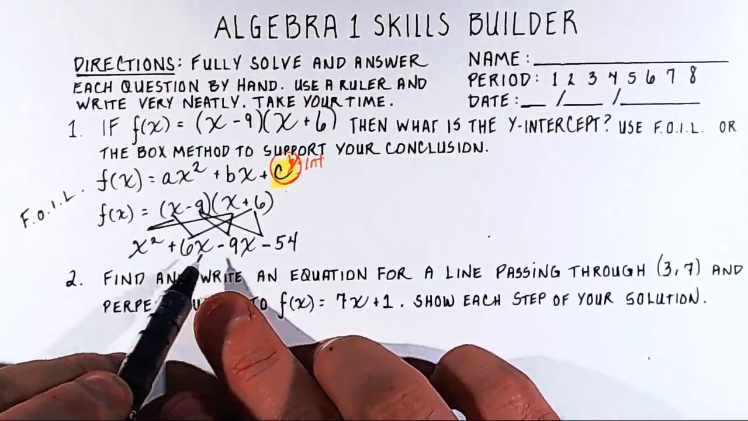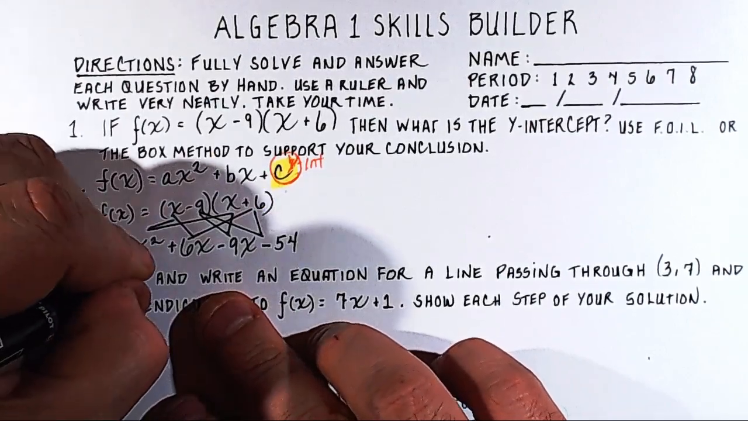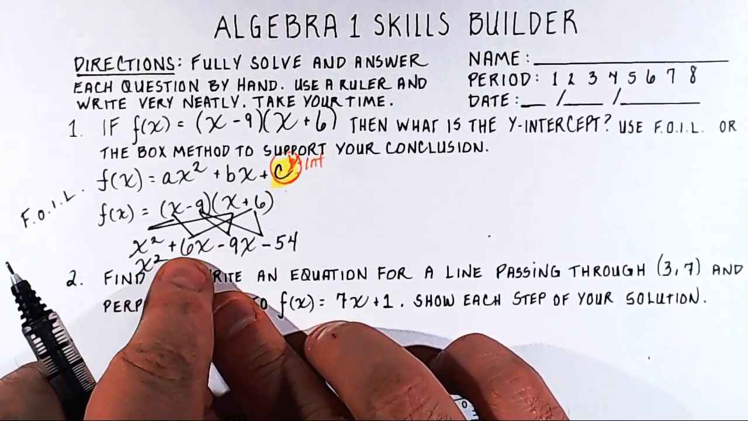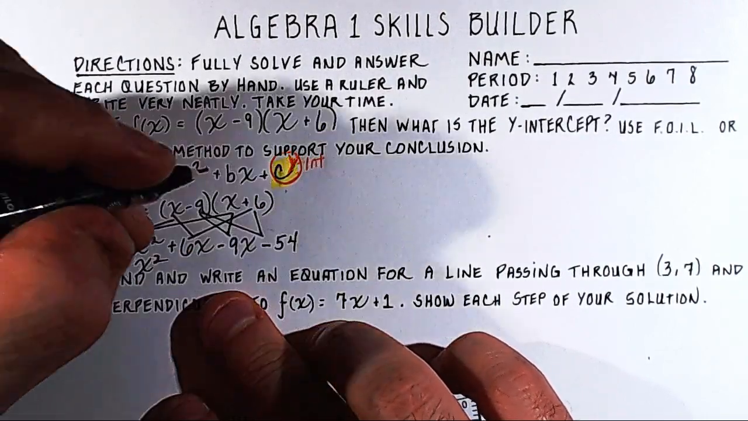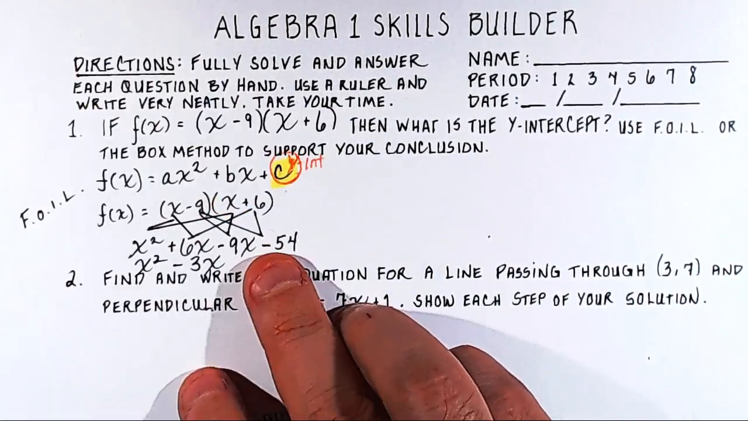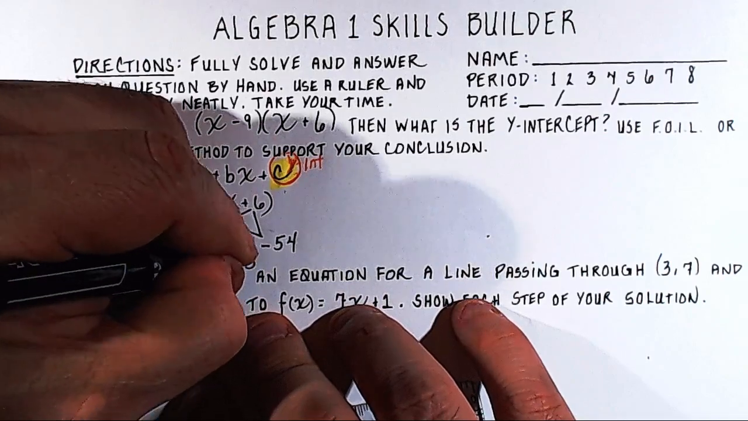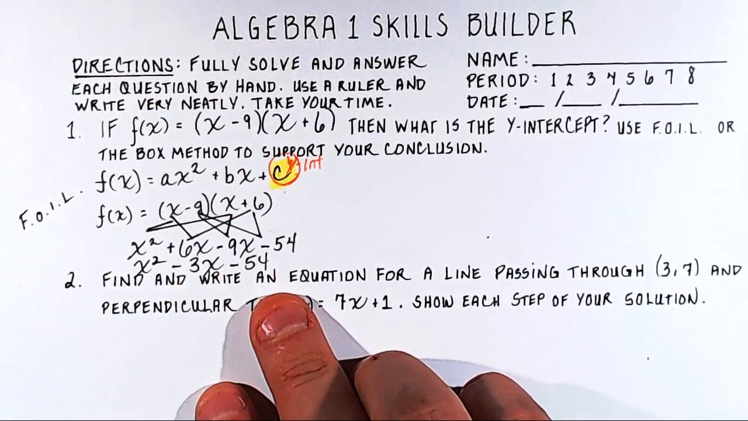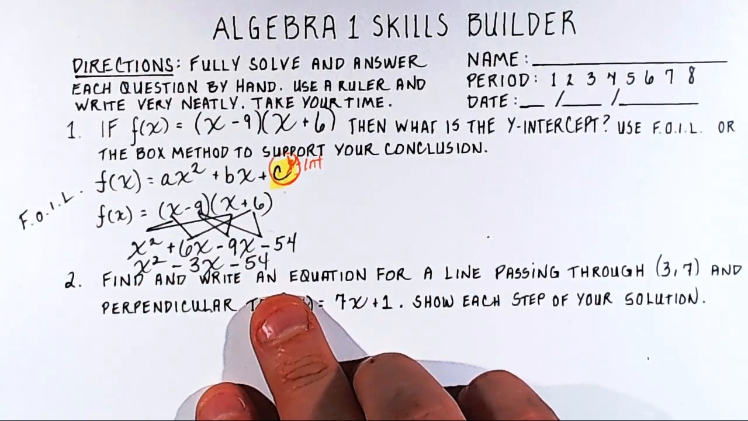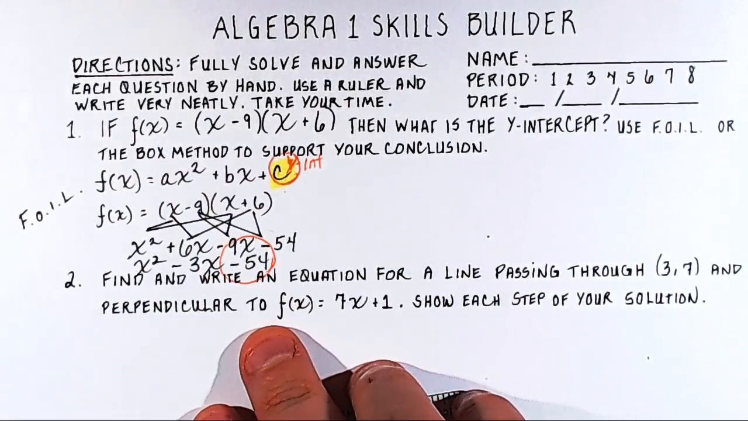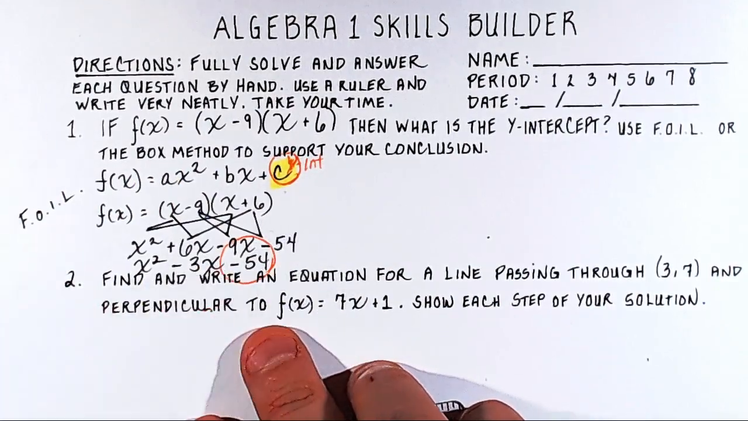So the thing we have to do here is combine like terms in the middle. So we have x squared, and then plus 6x minus 9x is minus 3x. And then on the end, minus 54. So now this is in standard form, ax squared plus bx plus c. And we can just circle the c term with its sign, negative 54. So the answer is negative 54.